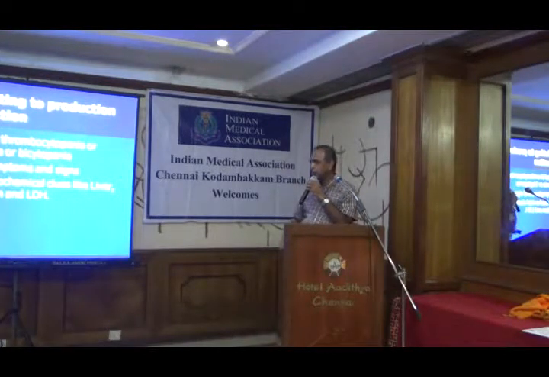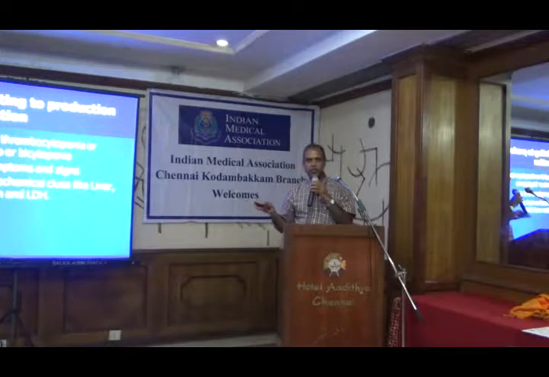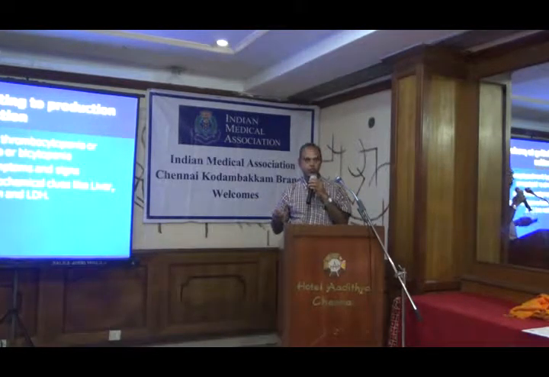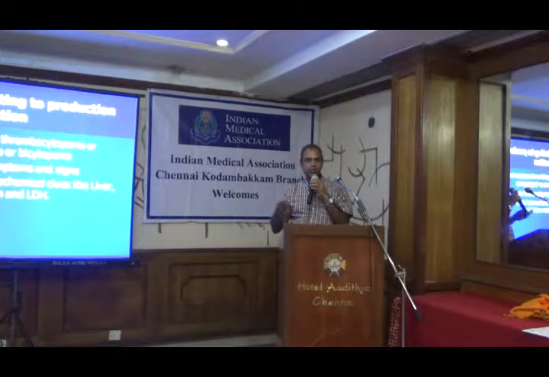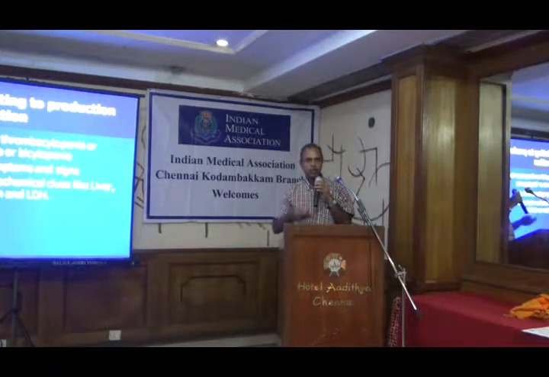And the important biochemical clues, of course, like liver function, renal function, and LDH, which is an important marker which we use. Because if the patient has got a high LDH and a low platelet count, it means definitely there is a marrow infiltration, or there is an associated red cell destruction, like Evans syndrome, or there could be hemolytic uremic syndrome, or TTP.